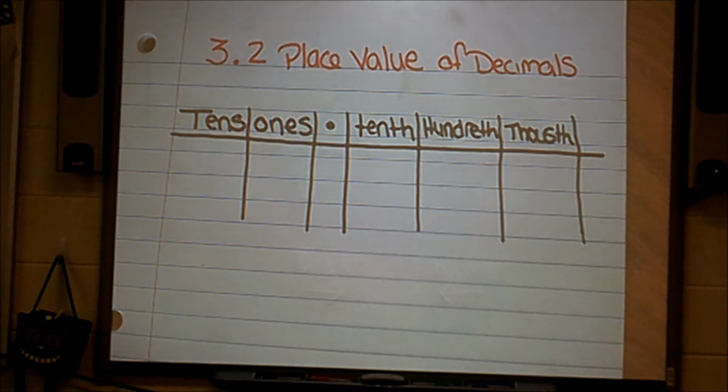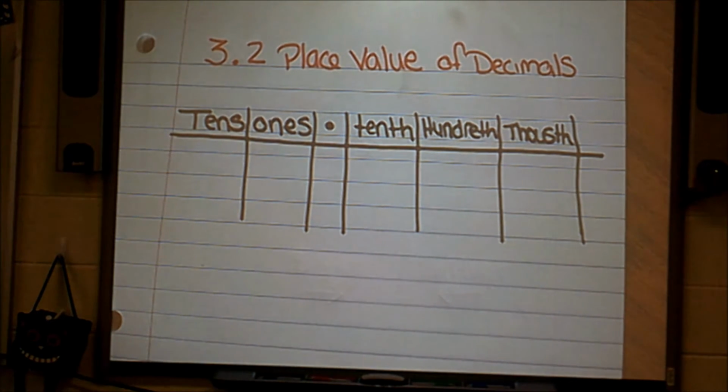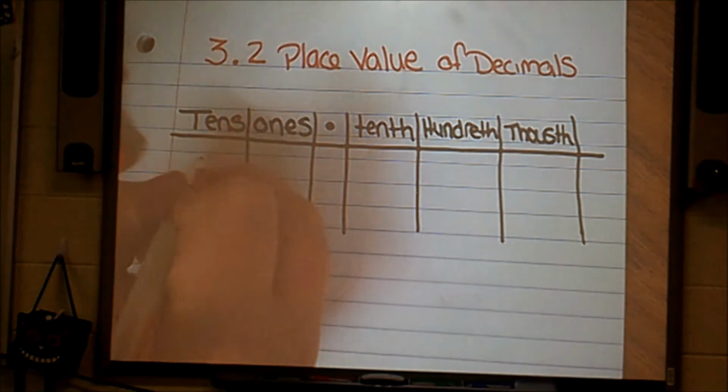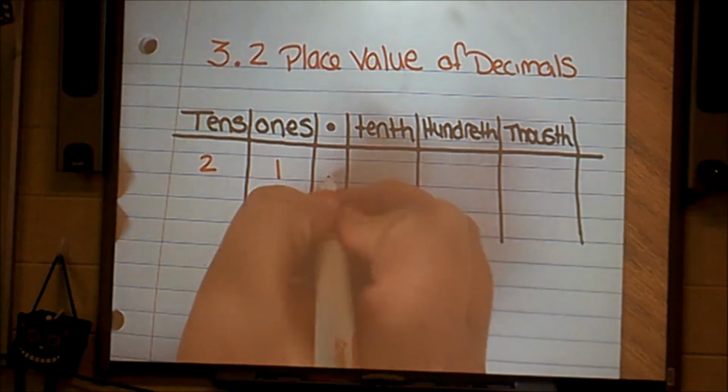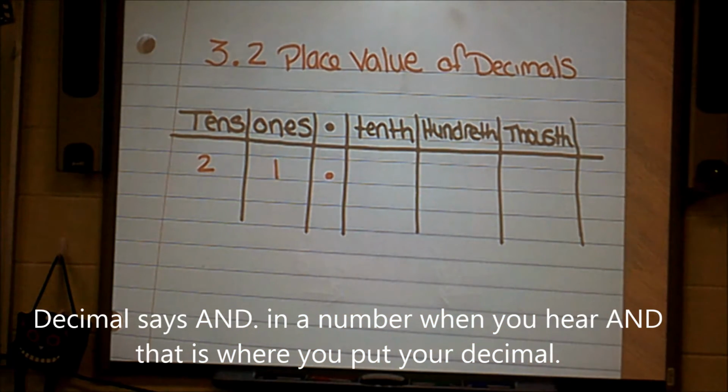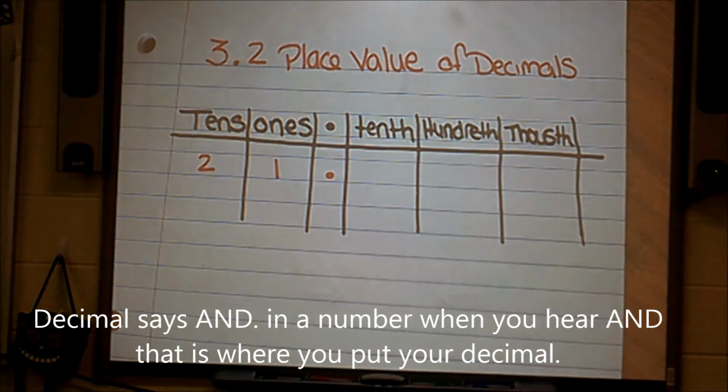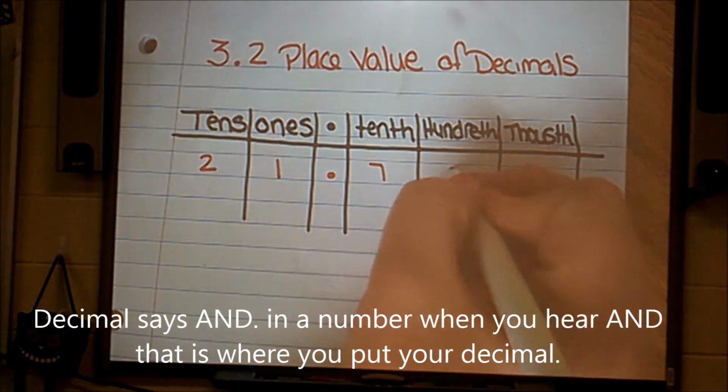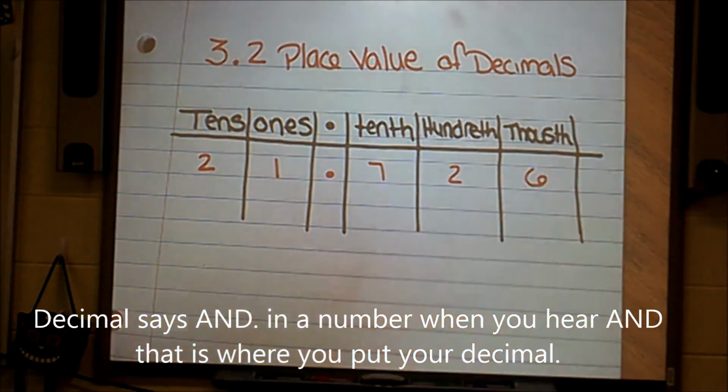I want you to write in this chart, in the correct place value, the number 21 and 726 thousandths. 2 is in my tens place. 1 and, my decimal says and, 726 thousandths.